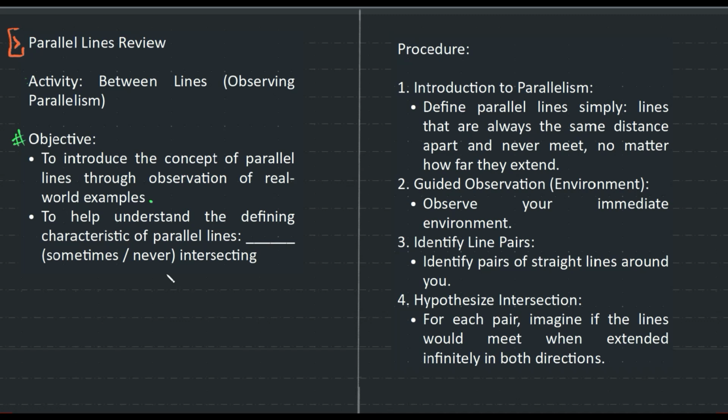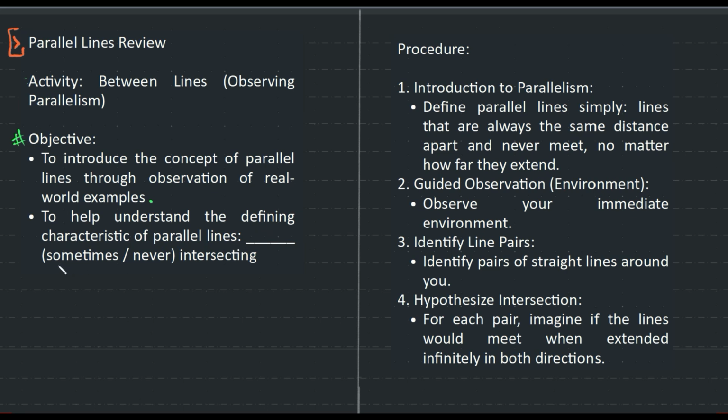I did introduce the concept of parallel lines in one of the videos before. So we are going to take up an activity to understand the concept better. The objective over here is to observe the surrounding world and see if we have parallel lines. Is it common and where do we see it? Before that, there's a small definition. This activity is going to help us define the characteristics of parallel lines.